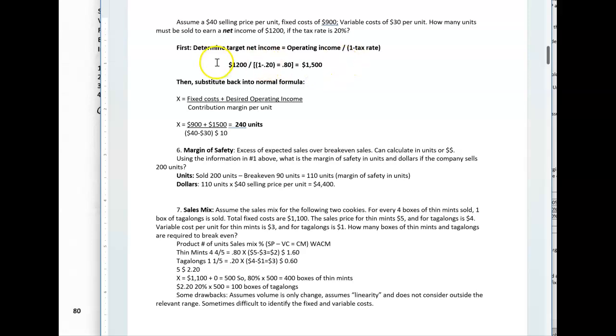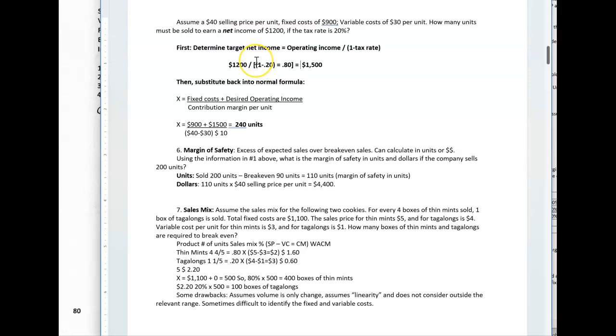Our target is $1,200, and we're going to divide it by 1 minus the tax rate. So $1,200 divided by 0.8 gives us $1,500. We've got to have $1,500 of operating income in order to earn a net income of $1,200, because $1,500 times 20% would give us $300 in tax, and that would bring us down to a net income of $1,200.